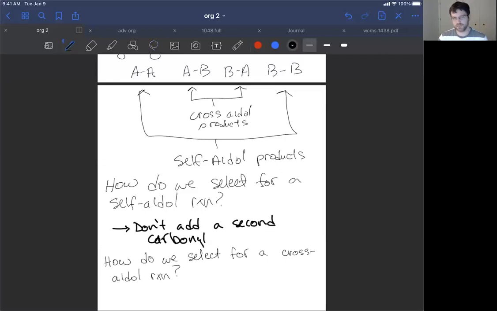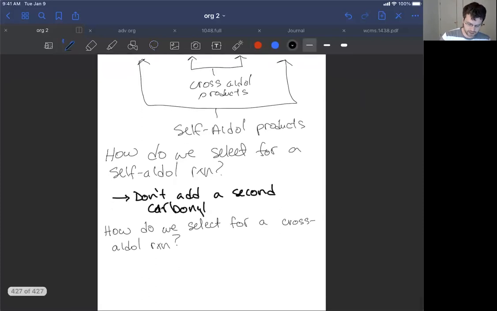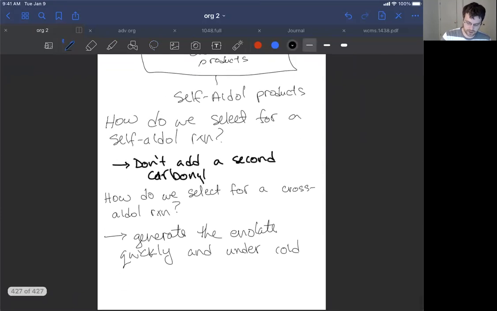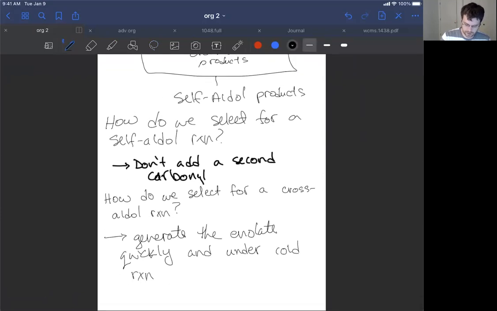Well, it turns out this isn't too bad. What you need to do is just be careful about your enolate generating conditions. So you need to generate the enolate quickly and under cold reaction conditions. So oftentimes we do this at dry ice temperatures, which is conveniently minus 78 degrees.